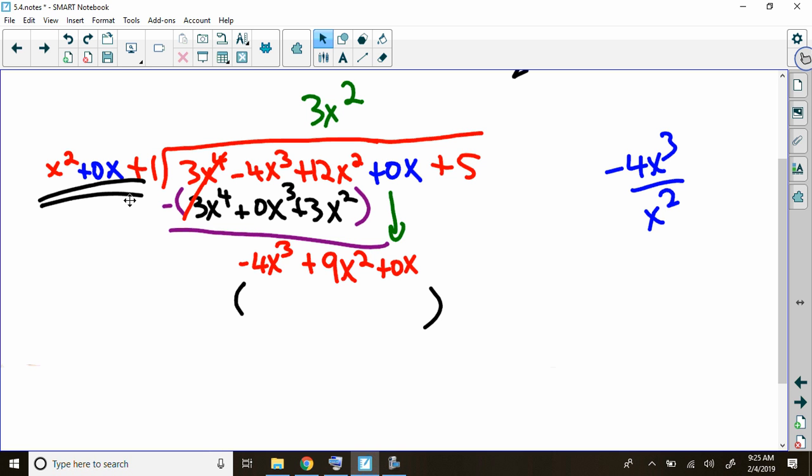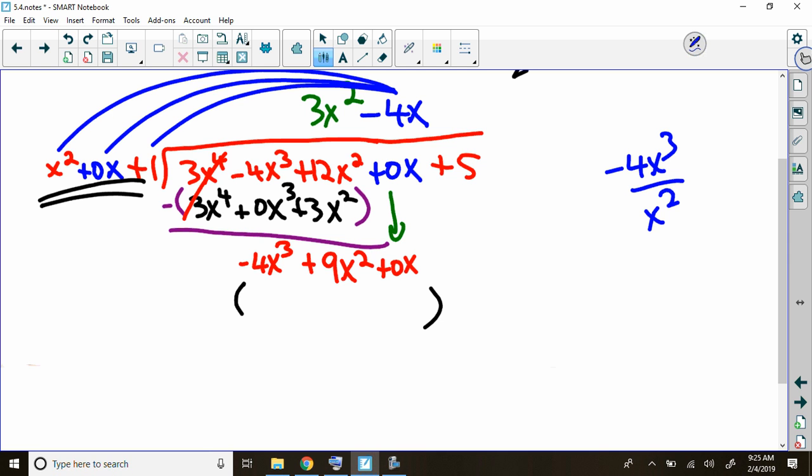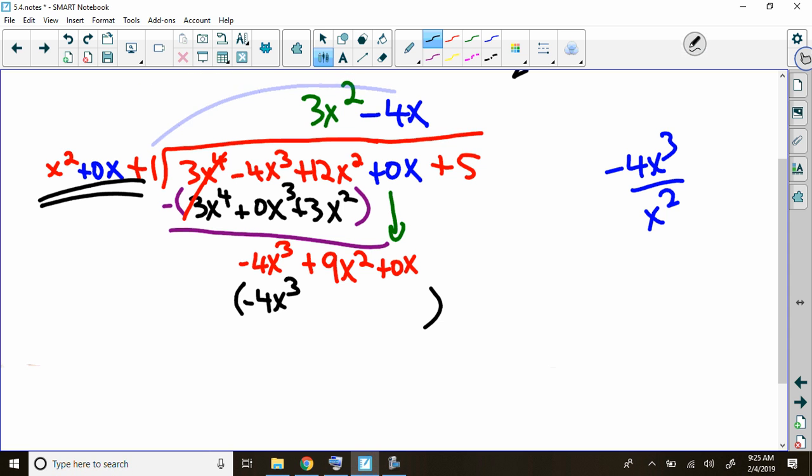So let's go ahead and divide this out. What's negative 4x cubed divided by x squared? Negative 4x. So again, we multiply. Negative 4x times x squared is negative 4x cubed. Negative 4x times 0x is 0x squared. Negative 4x times 1 is negative 4x.